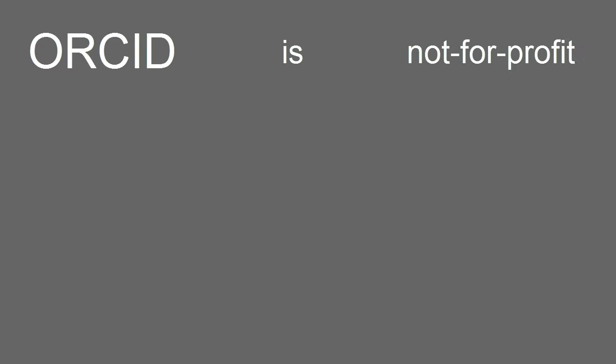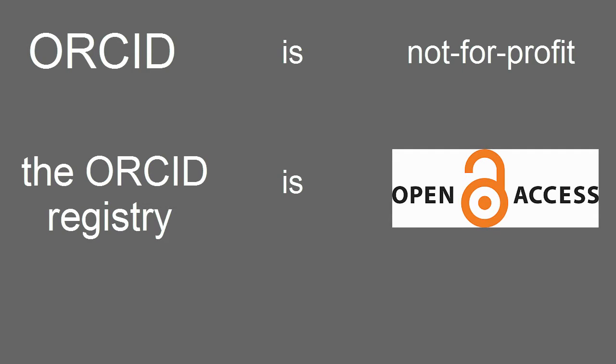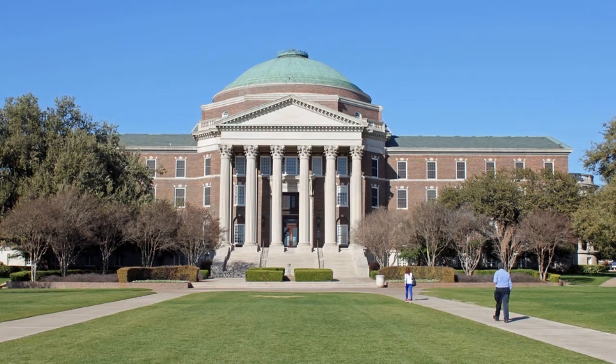ORCID is a not-for-profit organization, and there is no cost to the individual to create or maintain use of an identifier. The ORCID registry has been established as open access, meaning that a subscription is not needed to use the information held there. Many academic institutions assign their affiliated researchers ORCID identifiers, but it is also easy to sign yourself up as an individual.